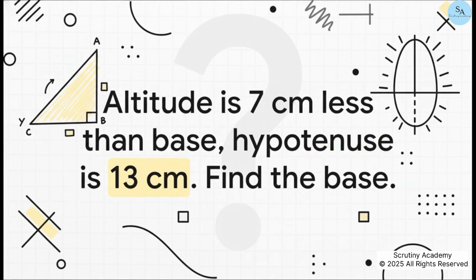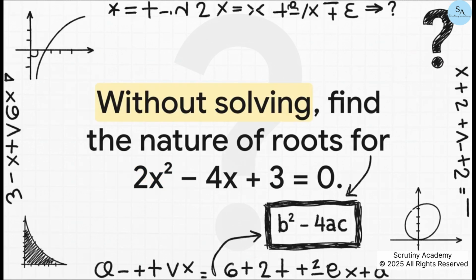Question 2. This is a classic word problem. Your very first step is to translate these sentences into a quadratic equation. And here's a hint. Think about the Pythagorean theorem. And question 3. Notice that very specific instruction, without solving. That is your big clue to use the discriminant. Just calculate b squared minus 4ac and you're done.